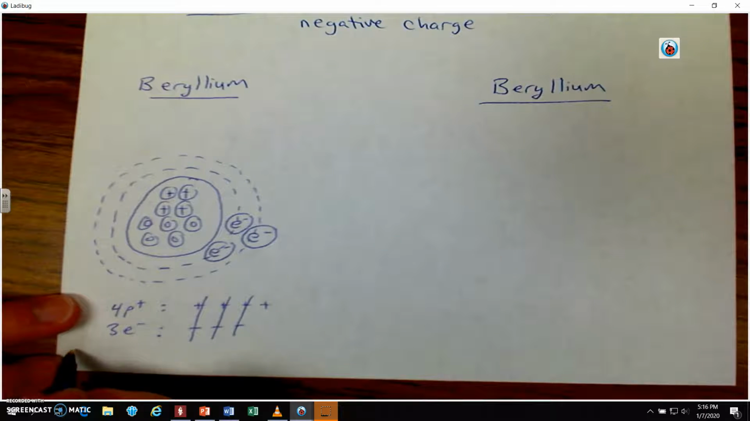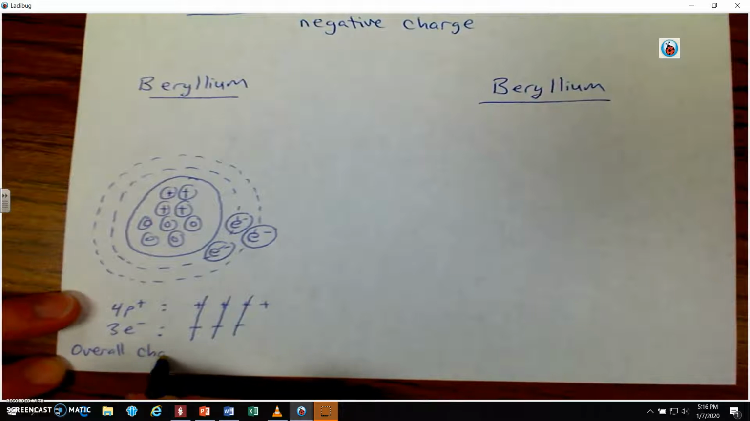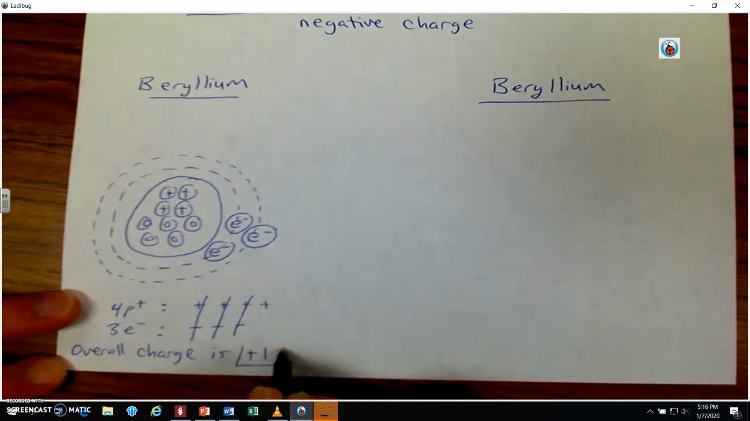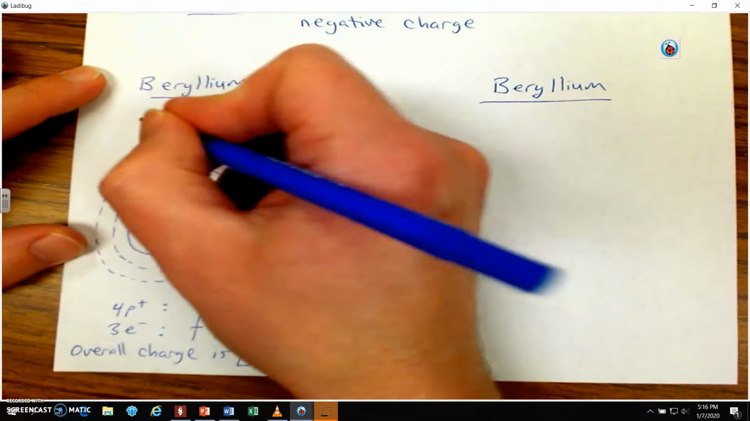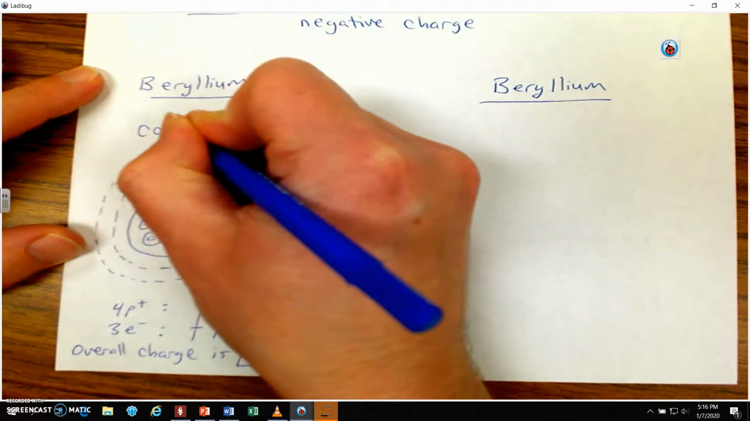So I'm going to say that the overall charge is positive 1. Since we have a positive charge, this is an ion because it has a positive or a negative charge. More specifically, it's a cation because the charge is positive. So I'm going to come up here and label this as a cation.